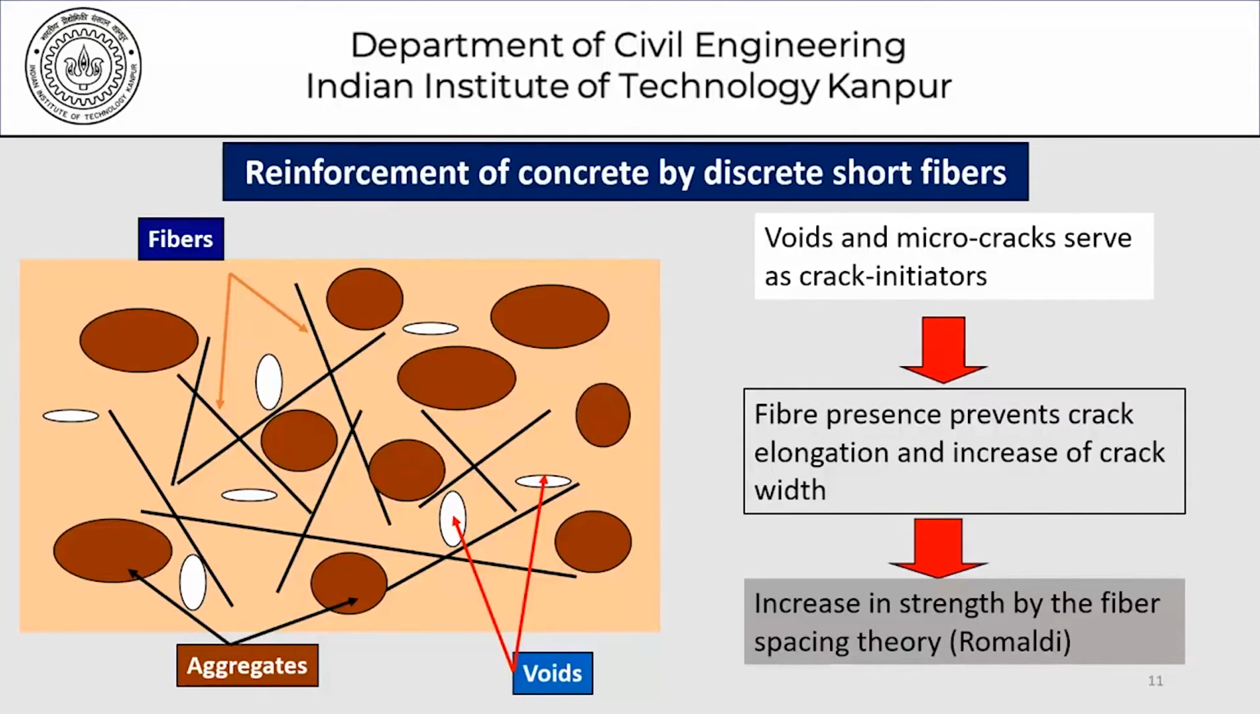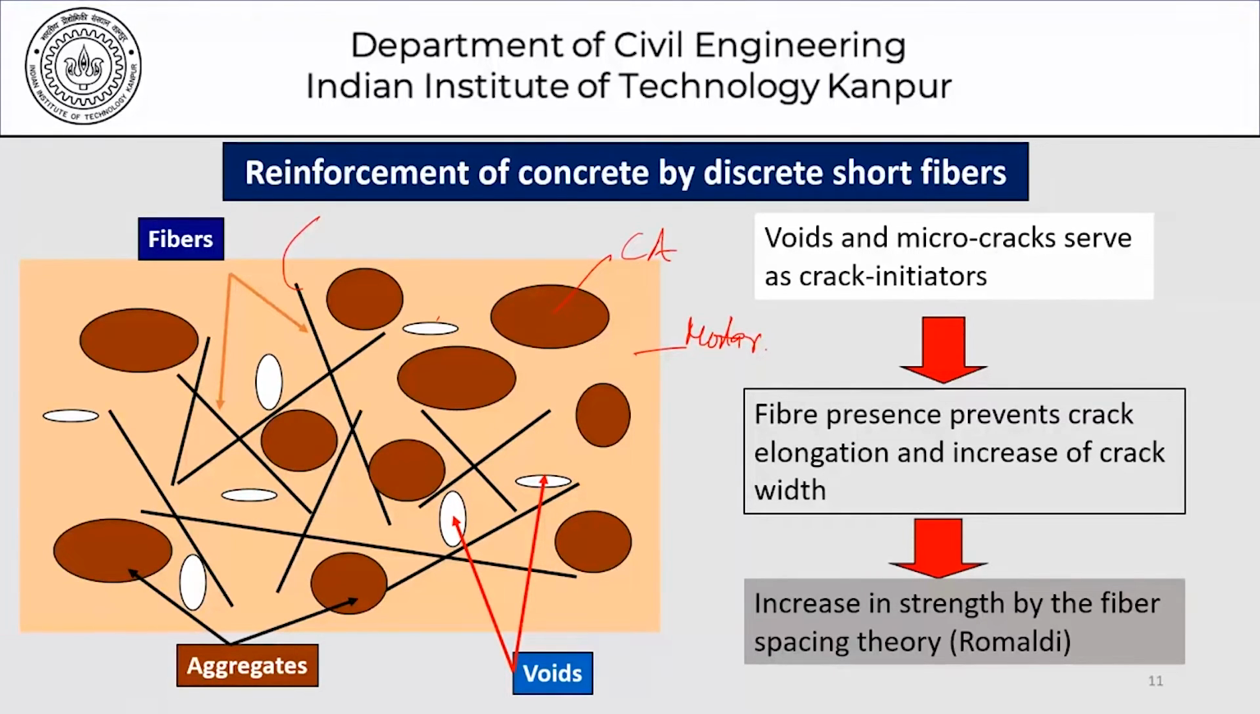So the reinforcement of concrete by discrete fibers is shown here once again. As I tried to show you in a more rough manner, of course this is equally rough. You can imagine that this is my coarse aggregates. These are the fibers that we are talking about. These are some kind of voids which are there within the concrete. They are always present. And this is my mortar matrix. So voids and micro cracks serve as crack initiators as far as concrete is concerned. The presence of fibers prevents the crack elongation and propagation and increase in crack width, and that leads to an increase in strength of the fiber reinforced matrix by the fiber spacing theory.